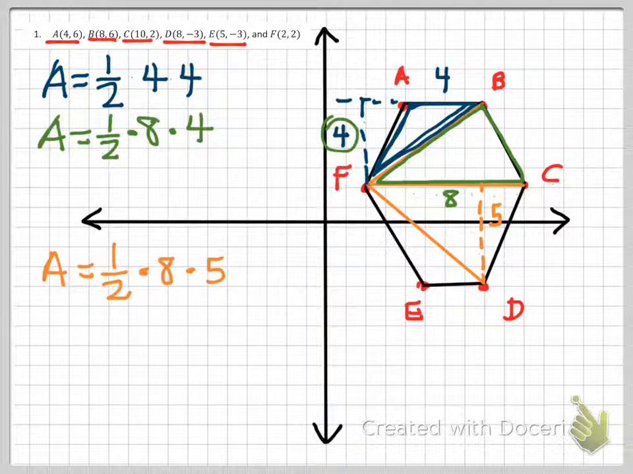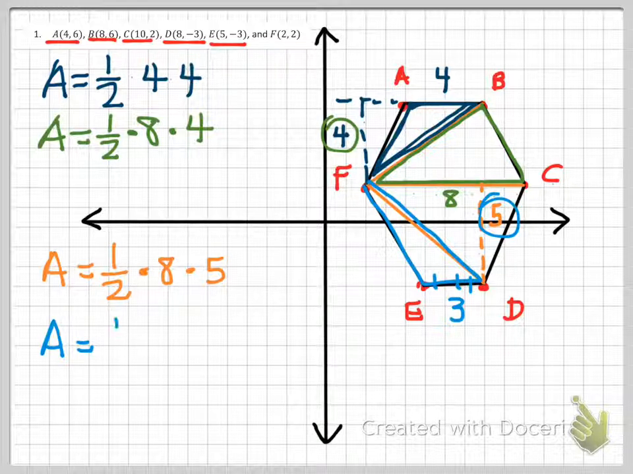And then the last one will go with, let's see, this light blue. And the triangle is going to be here. Okay, and this triangle is going to have the same height, but the base is going to be 1, 2, 3. So we have a base 3 and a height 5. So the area of the light blue triangle is area equals 1/2 times the base 3 times the height 5. And now we can find the areas of all 4 of those triangles, add them all together, and we will have the area of the irregular hexagon.